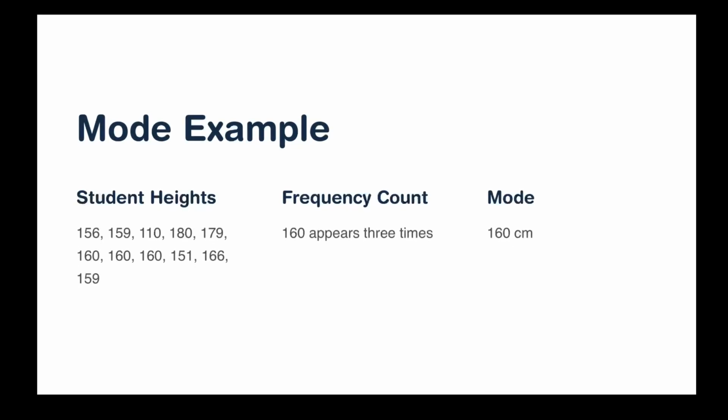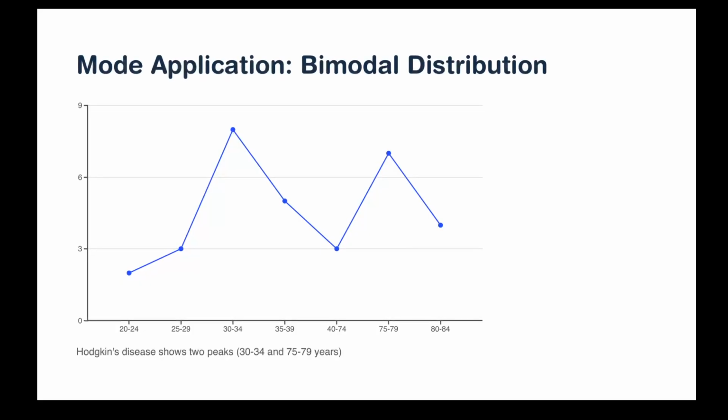So in this example, you can see here 156, 159 in this one. So 160 is repeated thrice, right? So the mode in this data set will be 160. So the mode application will be useful for bimodal distribution, and where you can see which numbers are more frequently to appear.